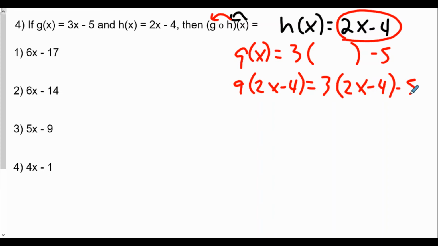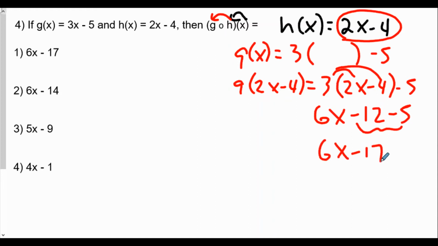So now we're going to distribute here, and we're going to get, in this case, 6x minus 12 minus 5. And combining like terms, we get 6x minus 17. And that'll be choice 1. Okay, so remember that our functions are just rules, and we're just plugging values in. And we saw that with numbers, and the rules for numbers are the same as the rules for letters. That's really the whole idea of algebra here.